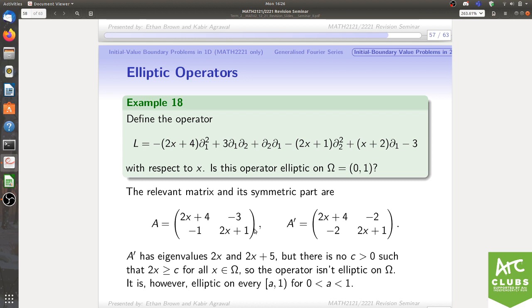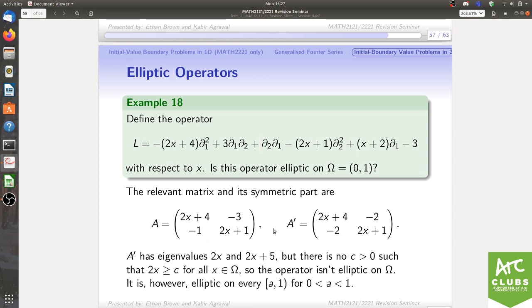Essentially, we first construct the matrix A, which is going to be given by 2x plus 4 partial 1 squared. So that's where we put the 2x plus 4. Then we have 2x plus 1 partial 2 squared, so that's where we put the 2x plus 1. So this matrix A is purely determined by the second derivatives. If you don't want to get confused, you can factorize out the negative and put brackets around it. So you get negative 2x plus 4 here, then 2x plus 1, because we've factored out the negative. Then we have negative 3 here, and negative 1 over here.